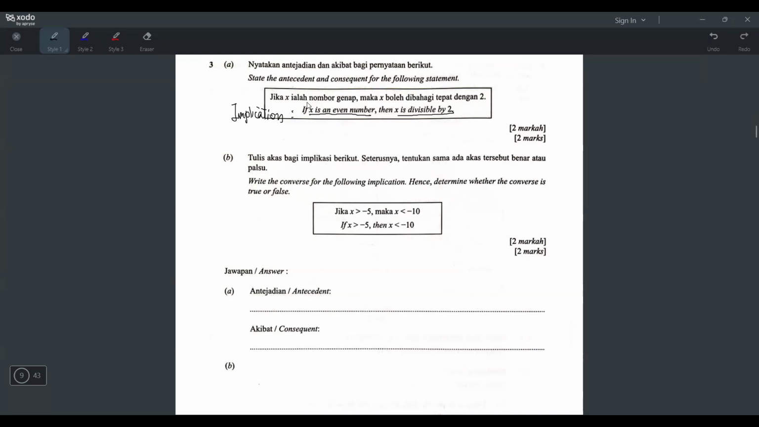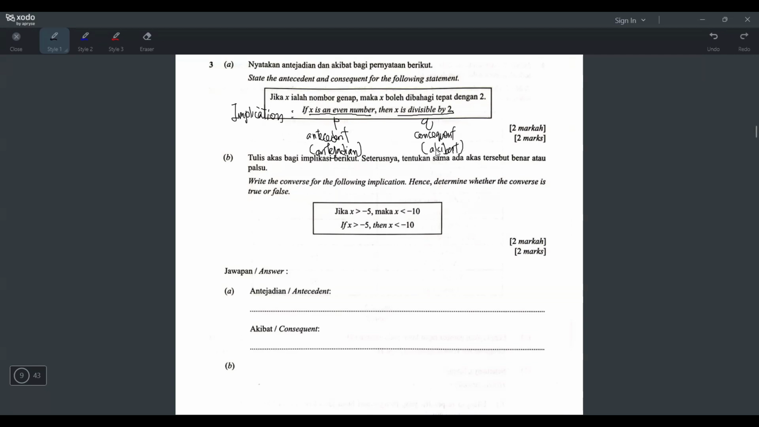So if they say if x is an even number, the front part we call P, and this one is Q. So the implication format is always like this: if P, then Q. If something, then something. The P, we call it antecedent, in Bahasa Melayu it's called antejadian. And then the Q, we call it consequent, or in Bahasa Melayu, akibat.